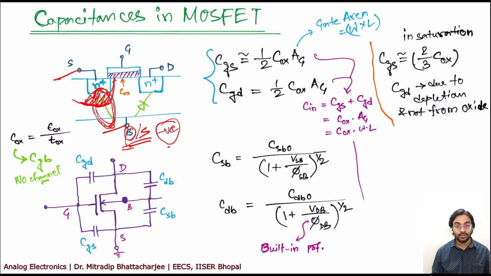source. Similarly, negative bias means previously when it was ground, it was positive, there was already a depletion layer, but now it is negative, so the depletion layer will increase. So whatever depletion layer is created, it will also affect the channel over here.